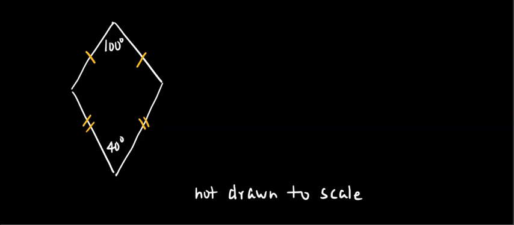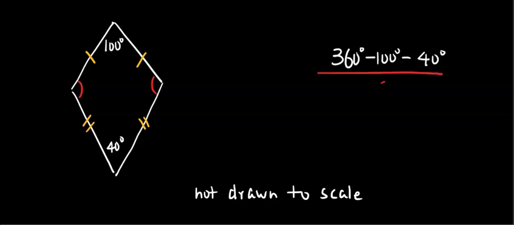Welcome to kite. In kite, we're going to find the missing angle measure. Now, kite is in the quadrilateral family. Therefore, the sum of interior angles is 360. I'm going to use 360 minus 100, minus 40. And we know these two angles are congruent. Therefore, to find one of them, we're going to divide by 2.